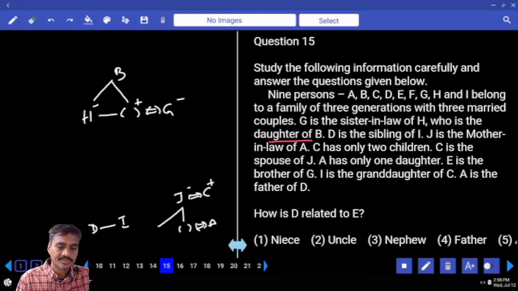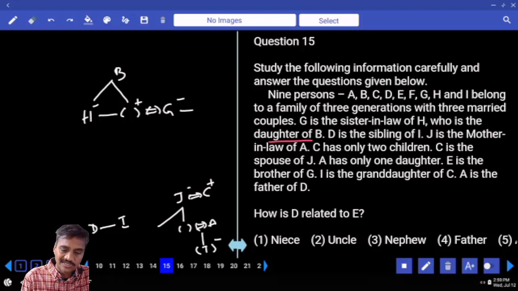There is one more, isn't it? And she has only 2 children, and A has only 1 daughter. Now this A is having how many daughters? 1 daughter. A has only 1 daughter. E is the brother of G. Now this E is the brother of G. There is E who is the brother of G as well. E is the brother of G, and I is the granddaughter of C. And I is the granddaughter of C.